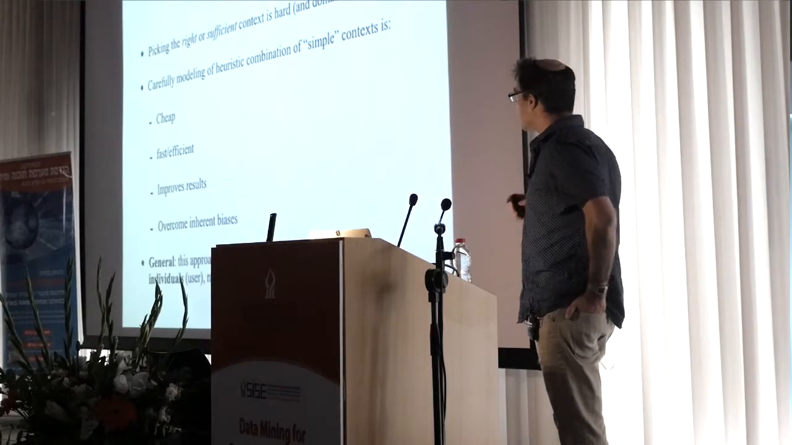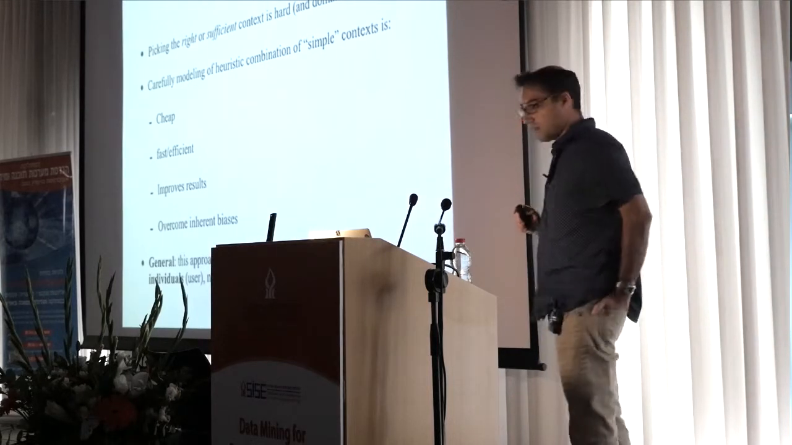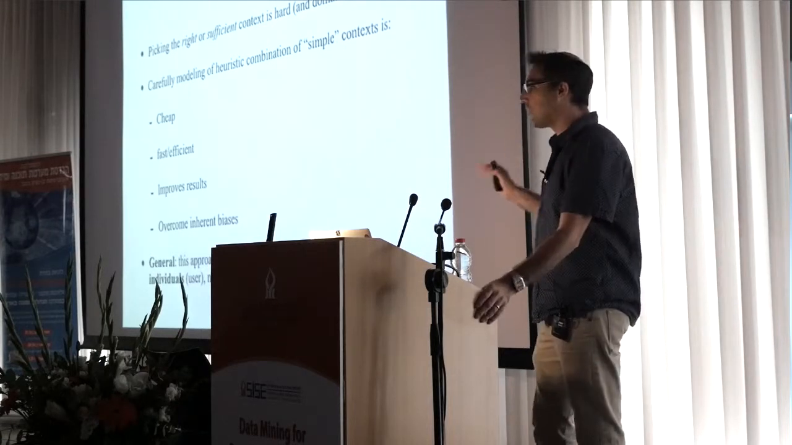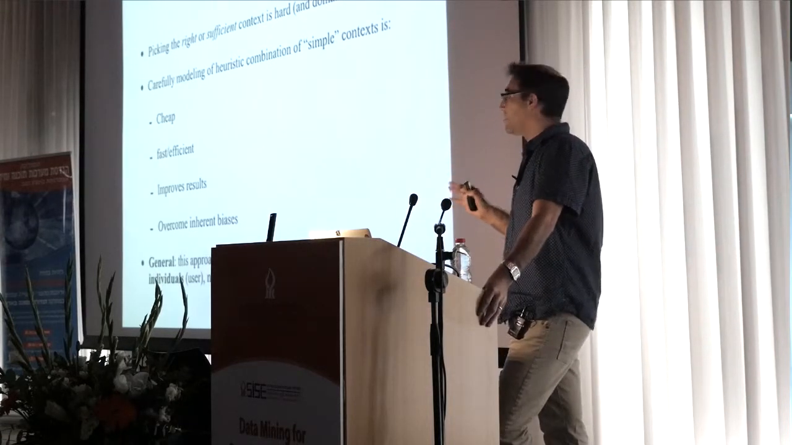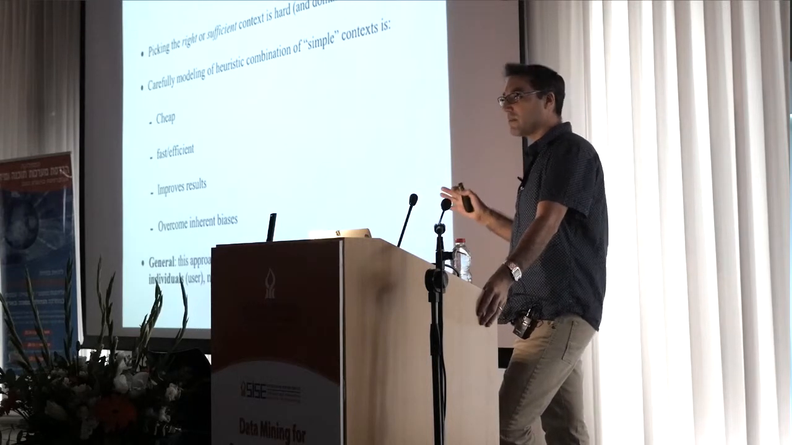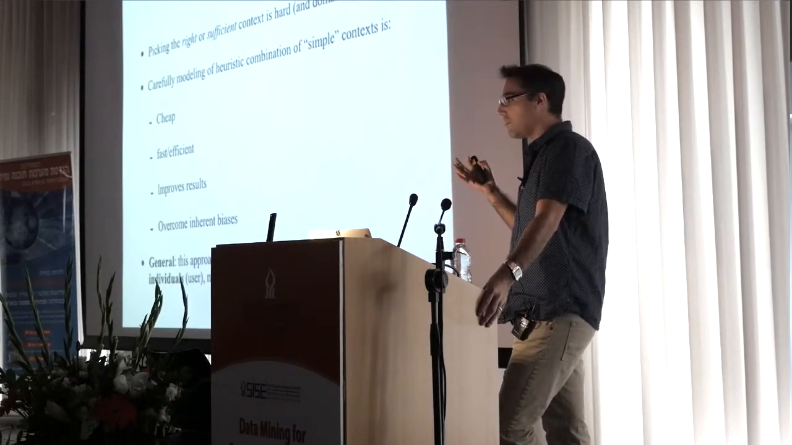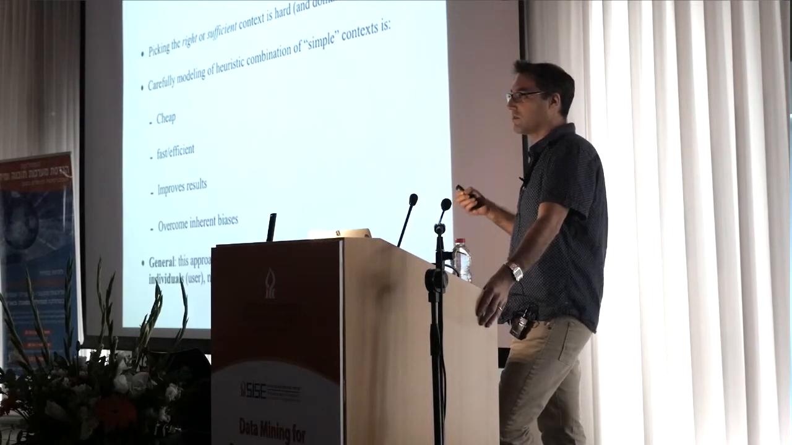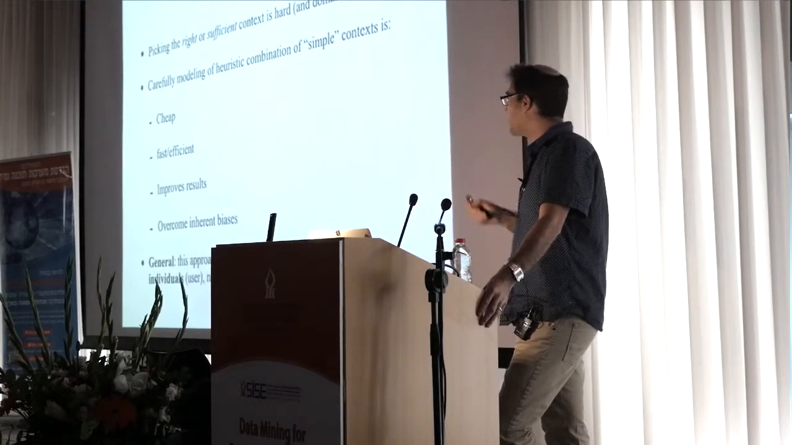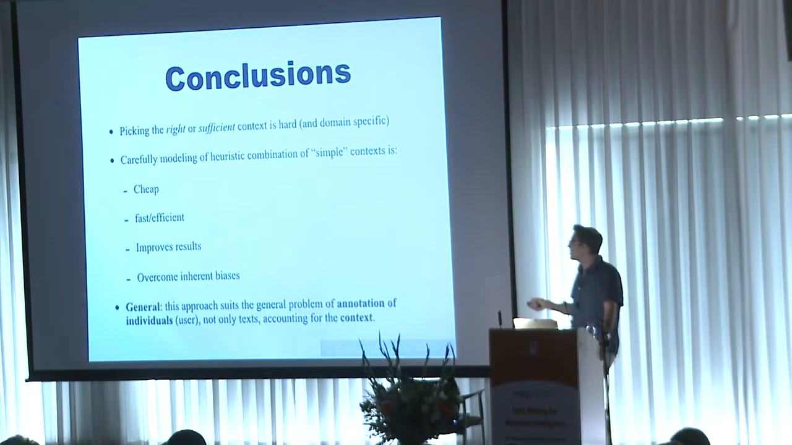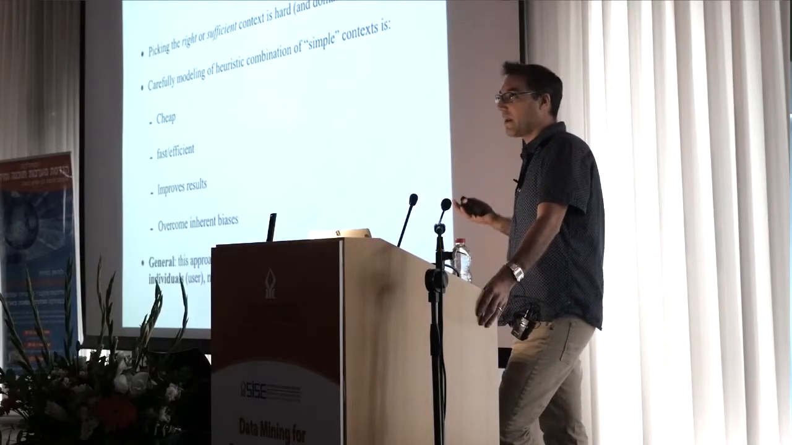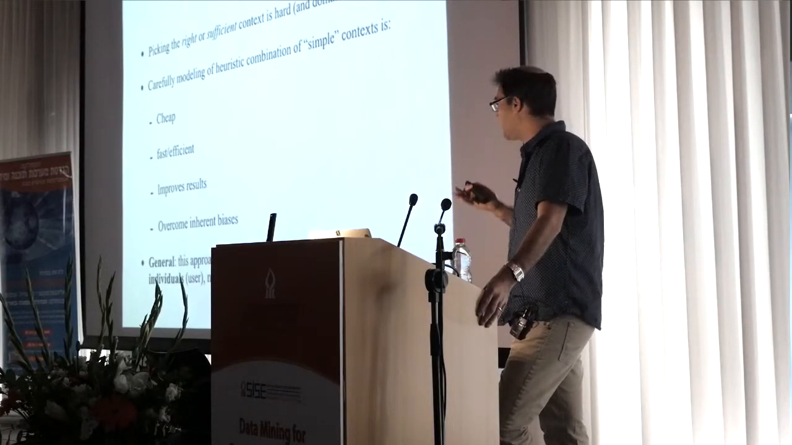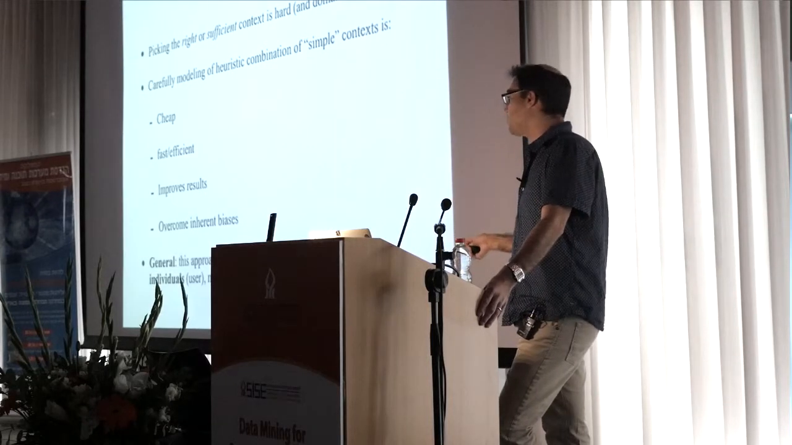And final slide. Picking the right or sufficient context is hard. It's domain dependent. We are not experts in that. We may think that we did it right because we see high annotator agreement or even high classification results. We proposed this approach, which is cheap, fast and efficient, and it improves results. And we don't need to care so much about this bias, and our lack of understanding of the domain.